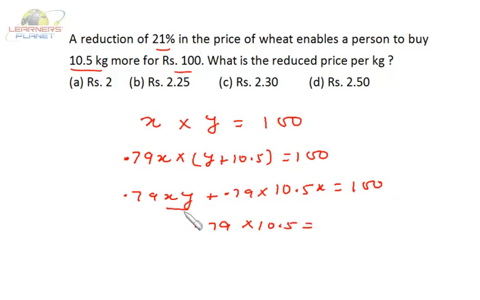That means 0.79 into 100 is 79, so this calculation will be 100 minus 79, that is 21. I'm sorry, here x is also there. Now we have to find the reduced price per kilogram, that is 0.79x. So 0.79x will be 21 by 10.5, so it's 2 times. So the reduced price is 2 rupees per kilogram.